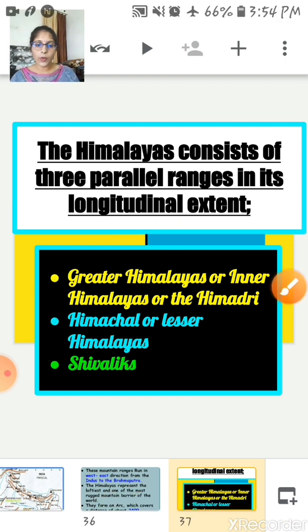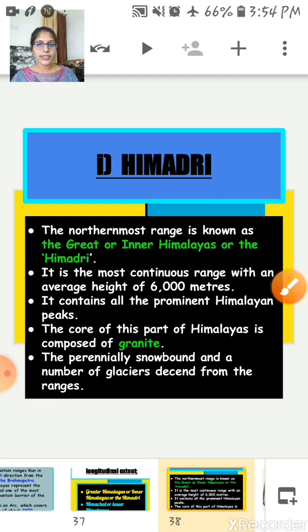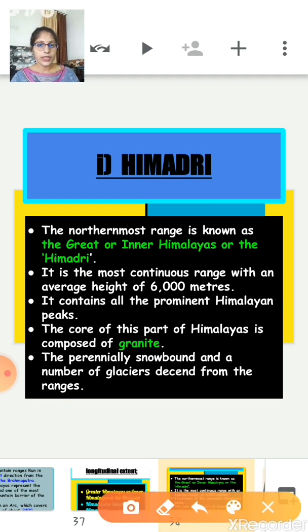Now let's read one by one. First one is the Himadri. Himadri, the northernmost range of Himalaya, is also known as the Greater Himalaya or the Inner Himalaya. Second thing is, it is the most continuous range with an average height of 6000 meter. All the prominent Himalayan peaks are in this range. And the most important thing is the core of this part of Himalaya is composed of granite.